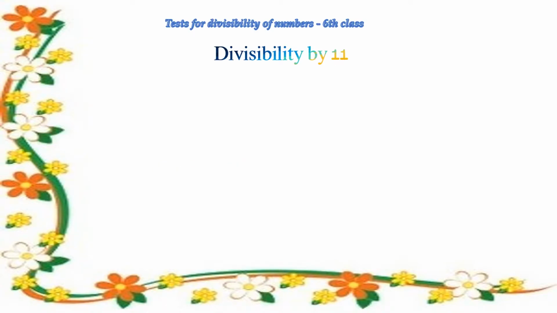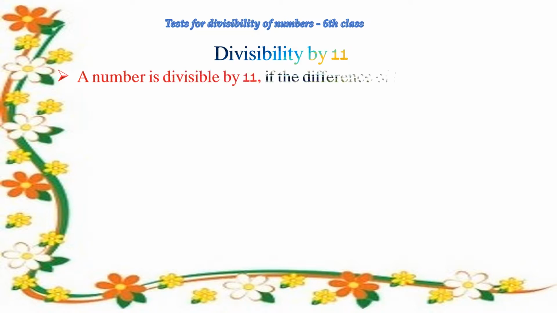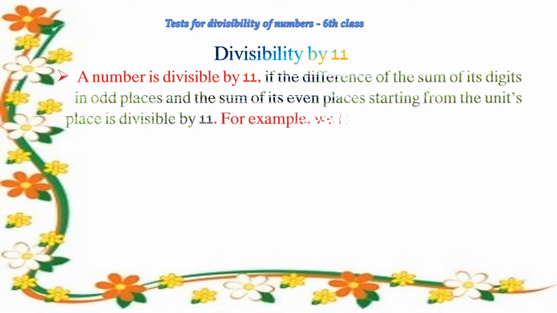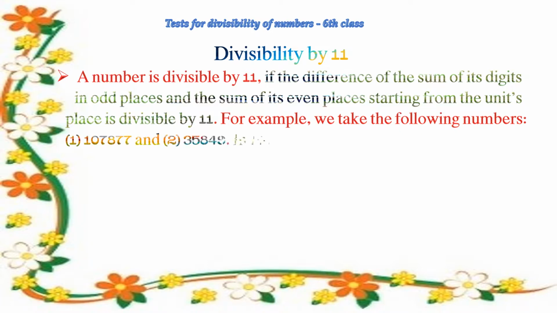Divisibility by 11. Rule: a number is divisible by 11 if the difference of the sum of its digits in odd places and the sum of its digits in even places, starting from the units place, is divisible by 11. For example, we take the following numbers. First one 107877 and second one 35849.